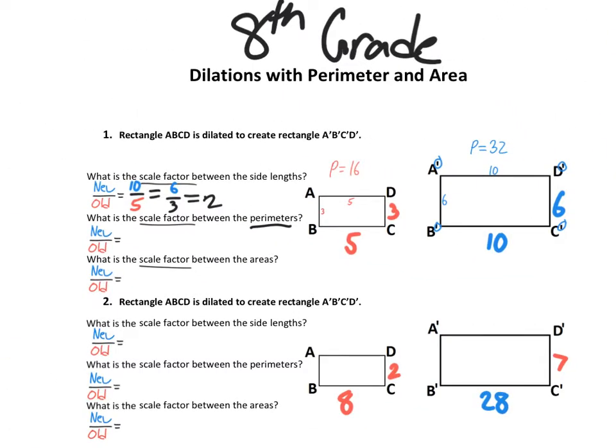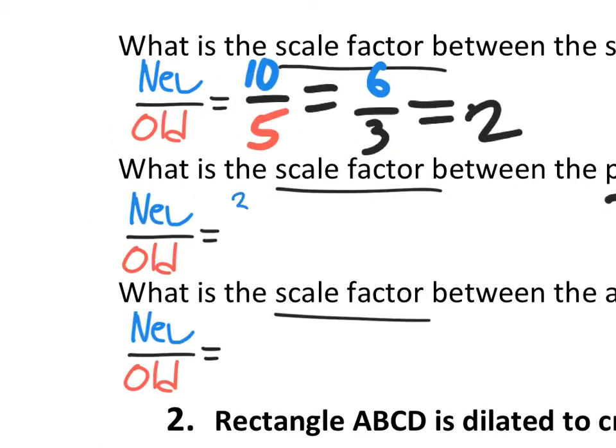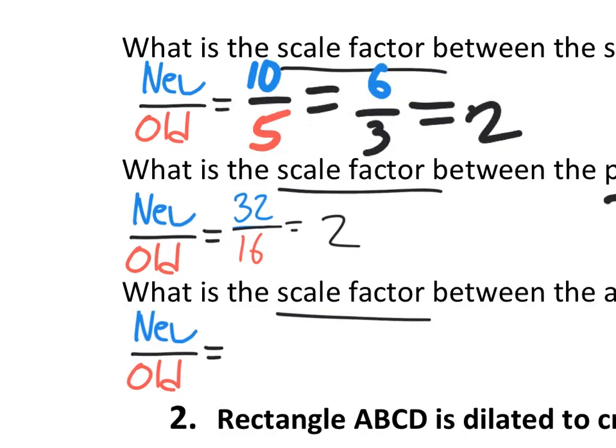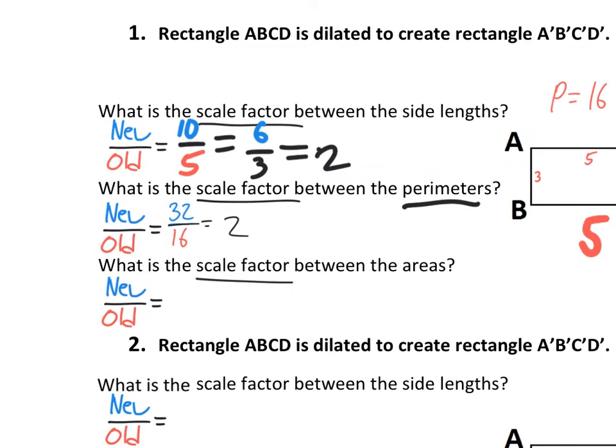So I'm going to take those two perimeters and divide them. I'm going to do 32 divided by 16, and either way, I get 2. What I tried to make as clear as I can when we were in class, and I want to say it here too, is that whenever we're talking about side length scale factors and perimeter scale factors, these are the same thing. If I know a side length scale factor, I know a perimeter scale factor.